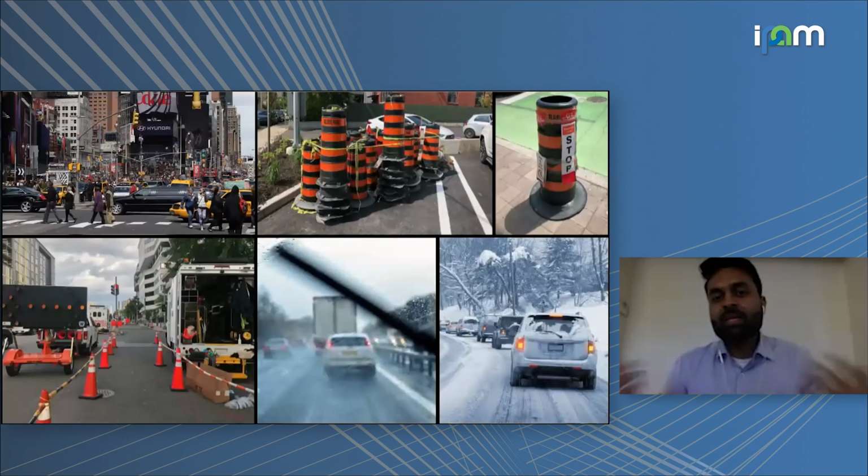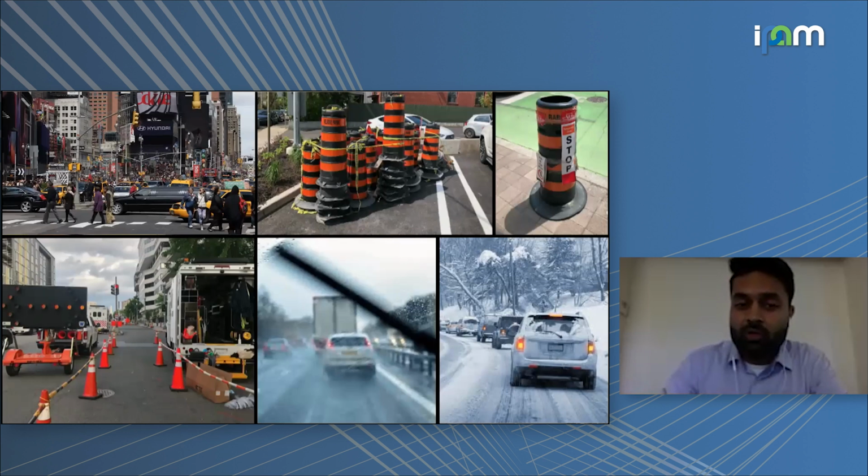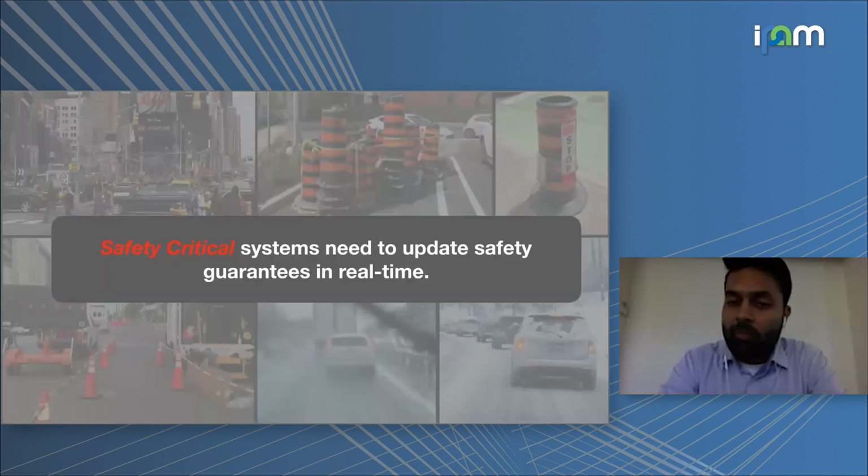For example, consider an autonomous car. Now, an autonomous car needs to drive often around construction sites, blocked lanes, around humans. And we cannot possibly know all these construction sites beforehand going in the city. So in all these scenarios, we actually need to update our safety guarantees in real time as the robot encounters these obstacles.